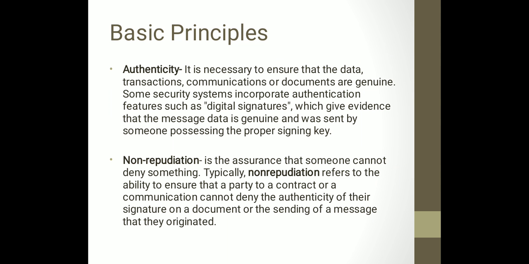The third one is authenticity. Whenever the data is delivered to the receiver, it must be associated with a digital signature. So it indirectly says that the message is delivered by an authorized person. That is called authenticity. The fourth one is non-repudiation. Non-repudiation gives assurance that someone cannot deny something. It refers to the ability to ensure that a party to a contract cannot deny the authenticity, because they will be associated with the signature on the document.